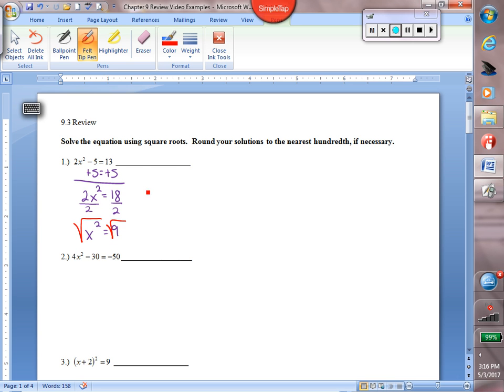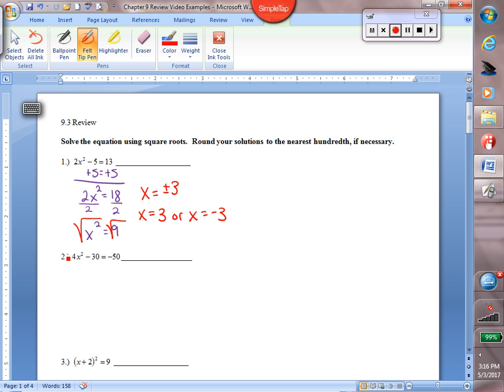So we end up with x equals, you could do the plus minus with the 3, or you could do x equals positive 3, or x equals negative 3. Either way you want to write that.